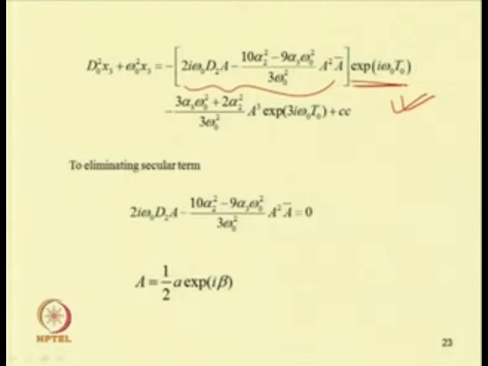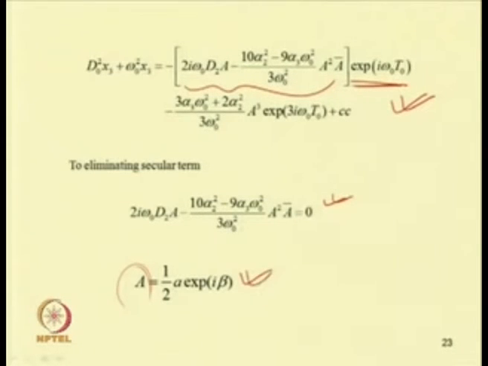So, to eliminate these terms, we can substitute 2iω0 D2A minus 10α2² minus 9α3ω0² by 3ω0² A²Ā equal to 0. Now, substituting this, as we have taken, A can be written in polar form like A equal to half a e to the power iβ.